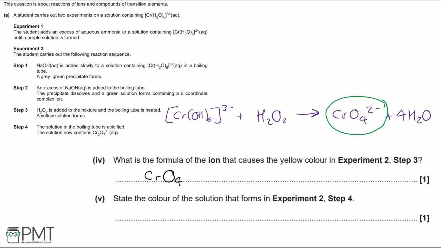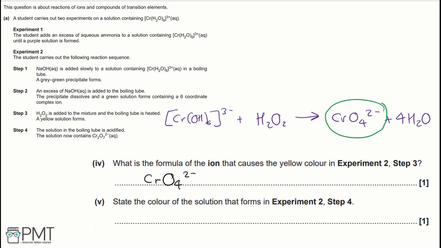To get the mark for this question, you must write CrO4 2-. This reaction is a result of the chromium being oxidized from Cr3+ to Cr6+ by hydrogen peroxide, which is a strong oxidizing agent. And this is a little bit of an explanation as to what this equation is showing.